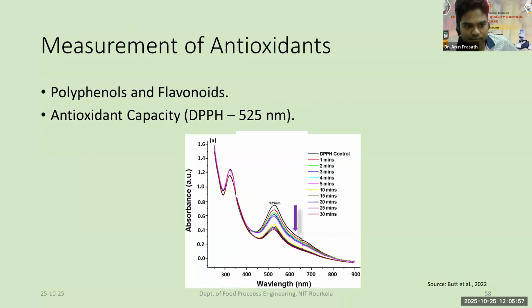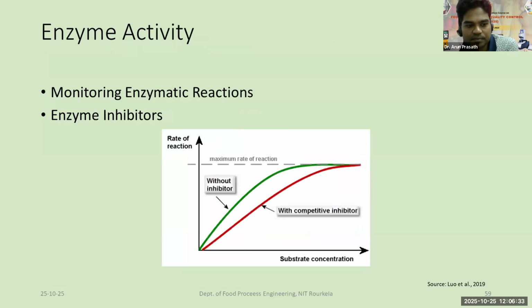Measurement of antioxidants. Polyphenols and flavonoids, and then antioxidant capacity, that is DPPH, can be measured using this spectroscopy technique. In the absorbance versus wavelength plot, you can see the DPPH peak at 255 nanometers, and we have a DPPH control or standard solution. When compared with the standard solution, the similar peak appears in all the samples, which confirms the presence of antioxidants in the samples.